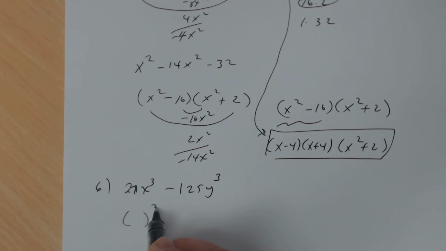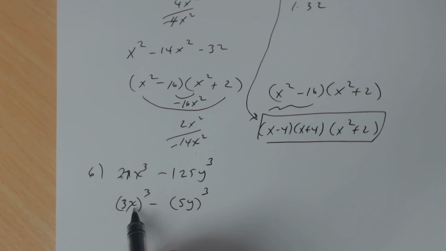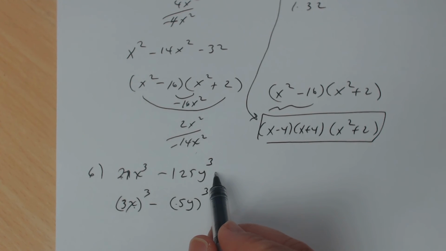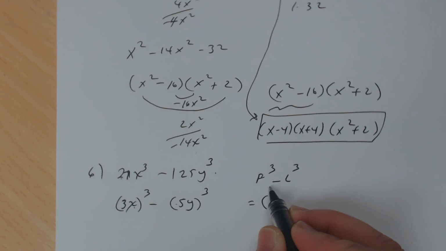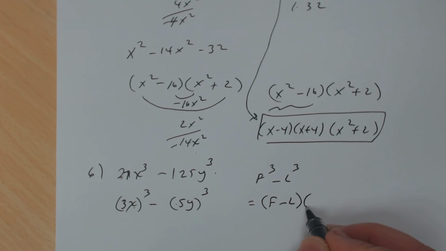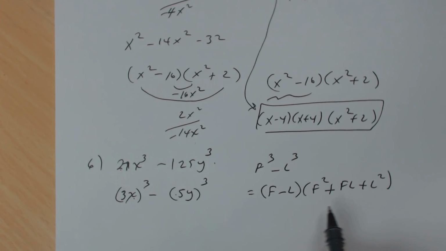So you always want to do this part to help you with this. So can I fill in these 2 parentheses? What times itself 3 times is 27x cubed? The answer is 3x. What times itself 3 times is 125y cubed? The answer is 5y. So since I was able to fill in these parentheses, this right here is the difference of 2 cubes. Okay, so that means I can factor the difference of 2 cubes as, if I say f cubed minus L cubed, it's f minus L times f squared plus FL plus L squared. So this is your f and this is your L.